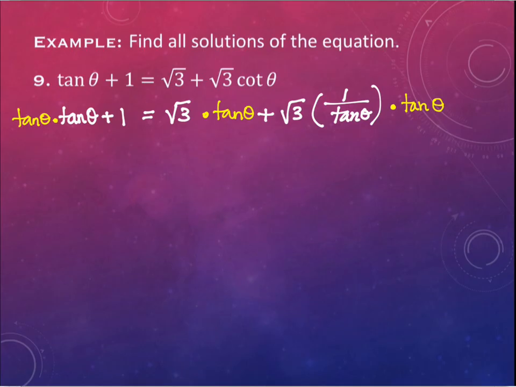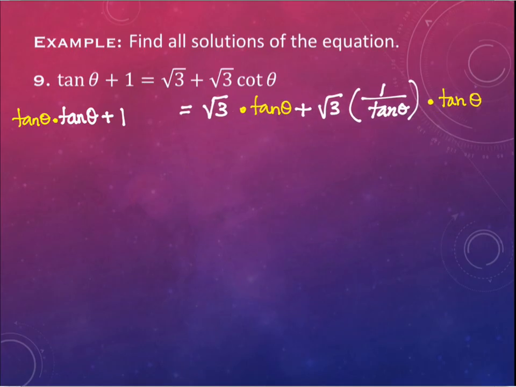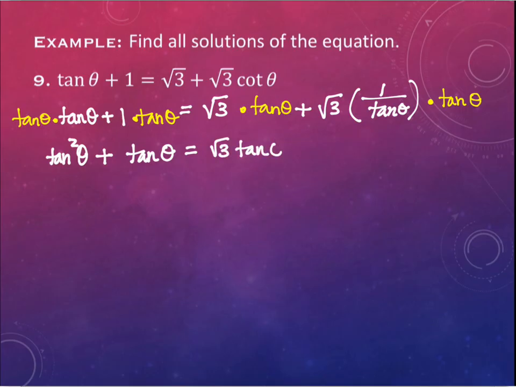I'm missing one, so let me put it in here. I realize I have a benefit. Some of you are working on your iPads too, have a benefit of shifting some things around. But the tangent theta has to be multiplied by everything. So on the left, this gives me tangent squared of theta. And then I have a tangent of theta. On the right, I have a square root 3 tangent theta. And then what do I have? I just have a square root of 3. So these cancel out, which was the whole point, really.